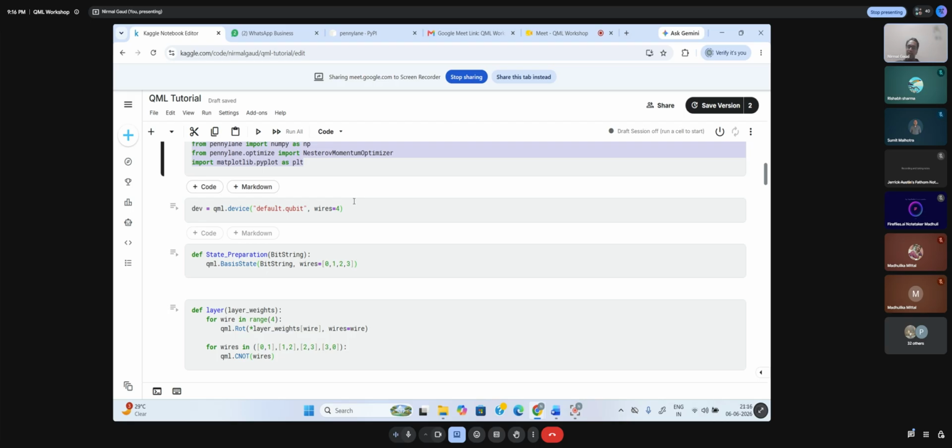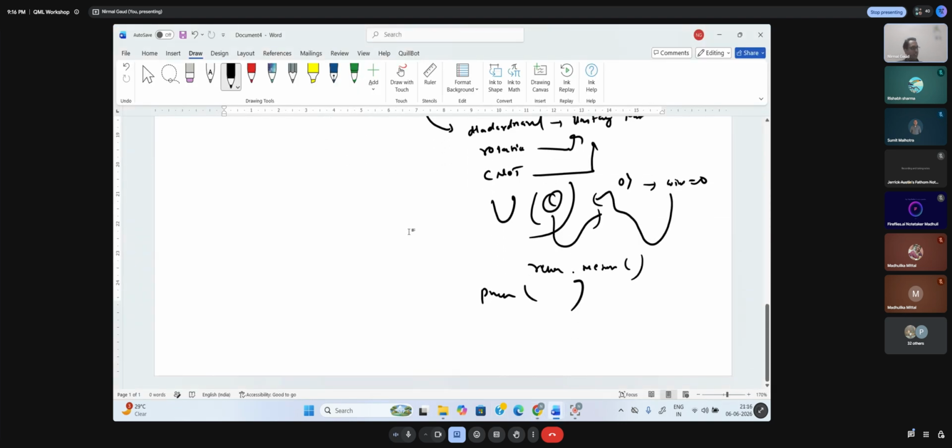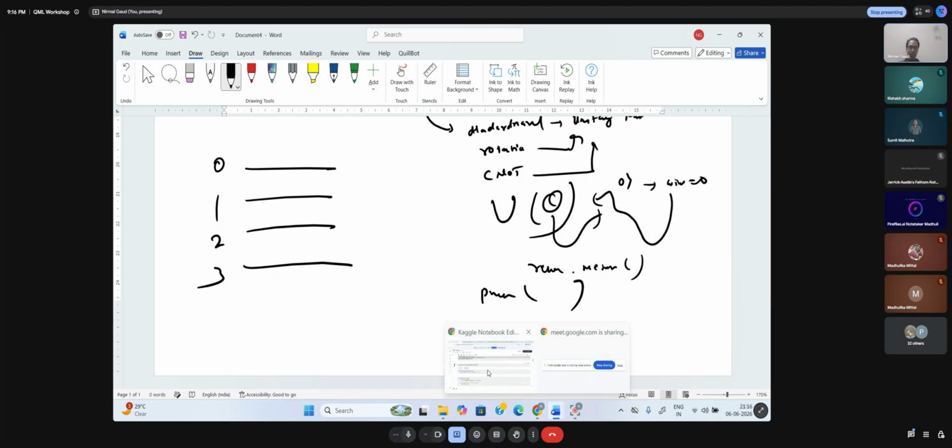Then obviously I am defining the qubit device, the quantum device, where I am taking 4 wires. Previously you were taking 1 wire or 2 wires. Here you are taking 4 wires. That means you are interested in supplying four units as input: zero, one, two, three. That's what you are expected to give as an input into the quantum circuit. So four wires are defined.